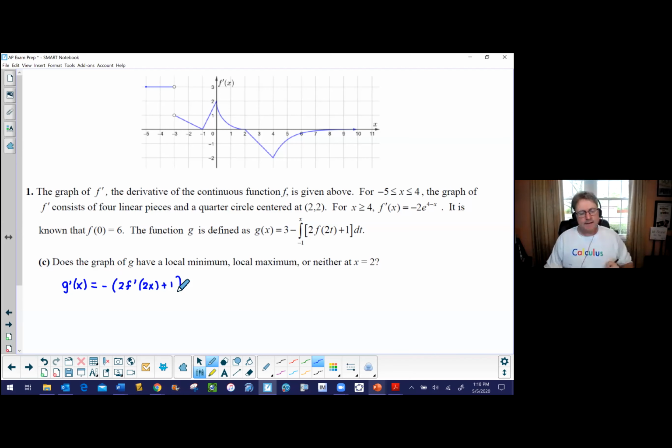Okay, now what does it mean to have a local min, max, or neither at x equals 2? Well, we're kind of giving you the fact that x equals 2 is that potential critical point. But I use the word potential because this is sort of a yes or no question, because it starts with the word does. So to determine whether or not we have this max or min at 2, we're going to have to use 2 inside of this function. We're going to have to replace our x with 2 and analyze what the result is.